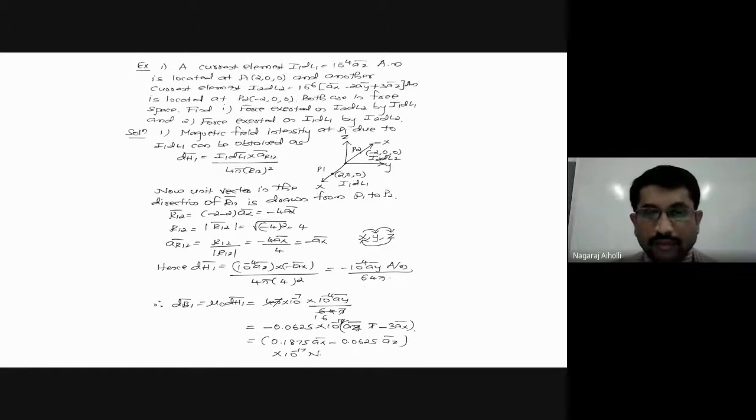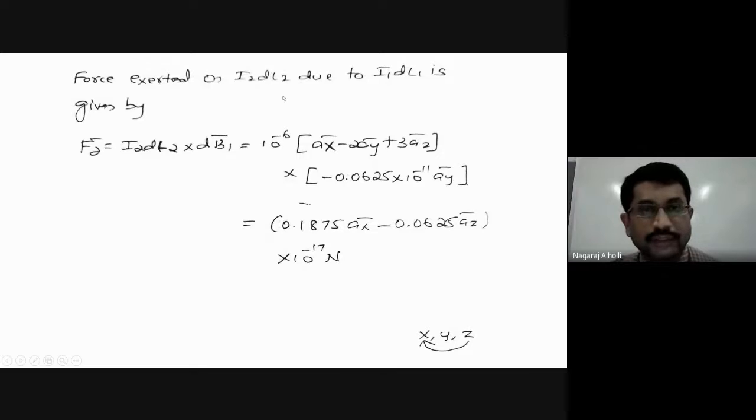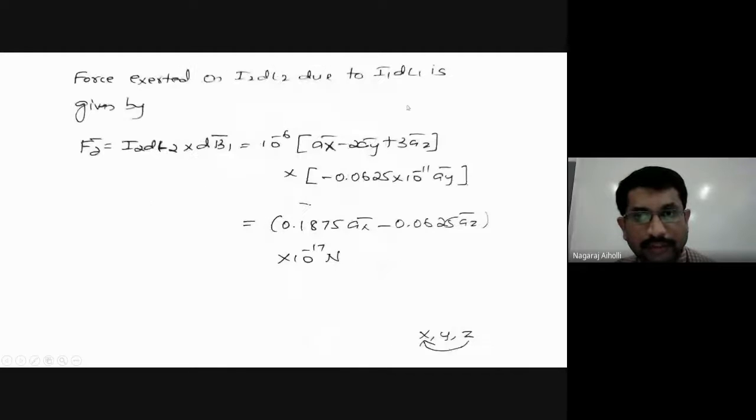Nice. So once we have found that, the next step is to find the value of F2 bar, that is the force exerted on I2 dL2 due to I1 dL1. That is given by F2 is equal to I2 dL2 cross dB1. I2 dL2 they have given: 10 raised to minus 6 into AX bar minus 2 AY bar plus 3 AZ bar, cross dB1, which you just calculated, that is minus 0.0625 into 10 raised to minus 11 AY bar.